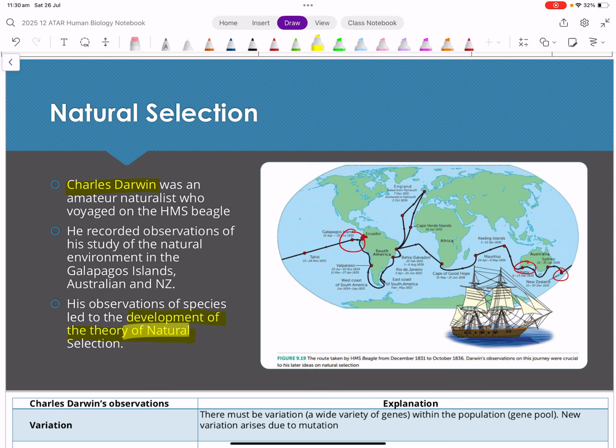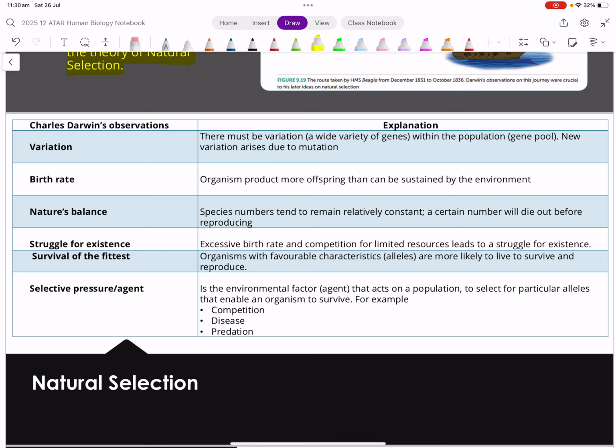So there are a few key tenets of Darwin's theory of natural selection, and the first of these is this idea of variation. Now, we've spoken about variation previously, where variation is simply a variety of genes within a population or a gene pool, and we know that we can only get new variation thanks to mutation, which is a permanent change to the DNA of an individual within a population.